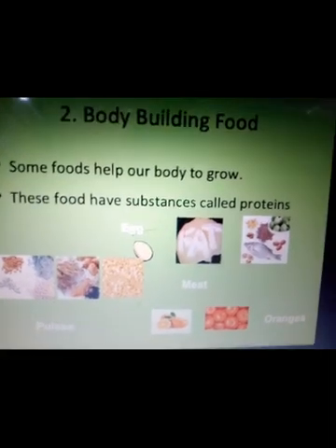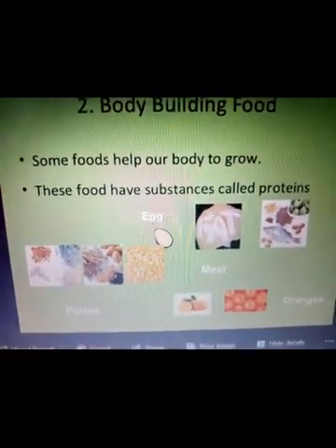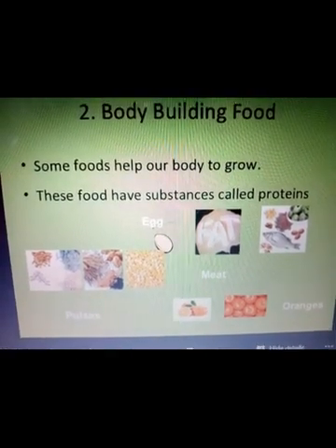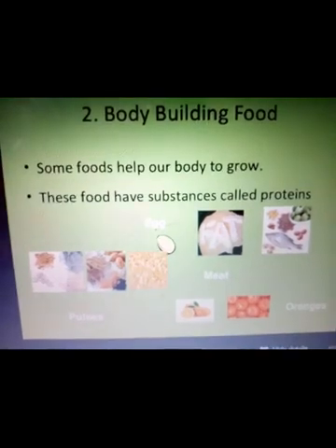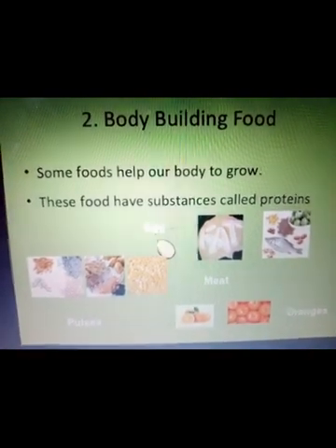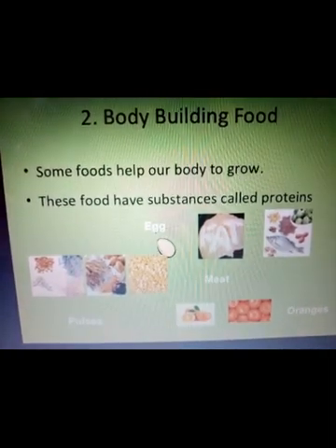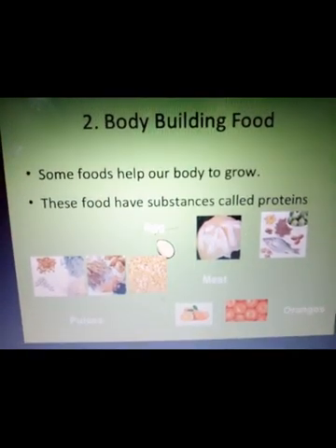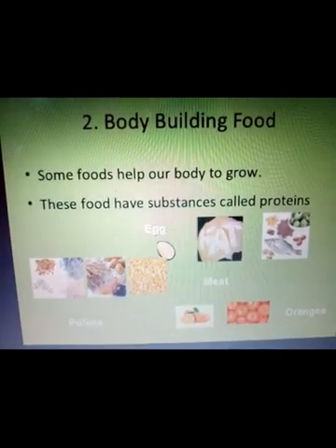Now, examples of bodybuilding foods are pulses, eggs, meat, oranges. You have eggs, you eat pulses also. So these are bodybuilding foods. They contain proteins and it helps you to grow.